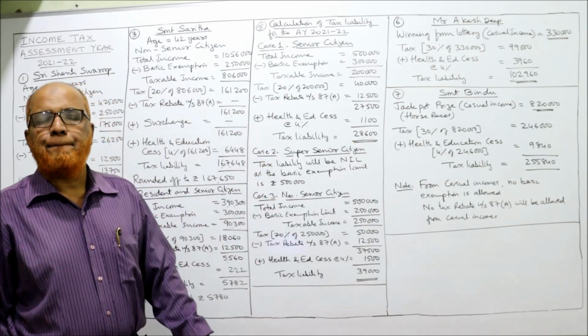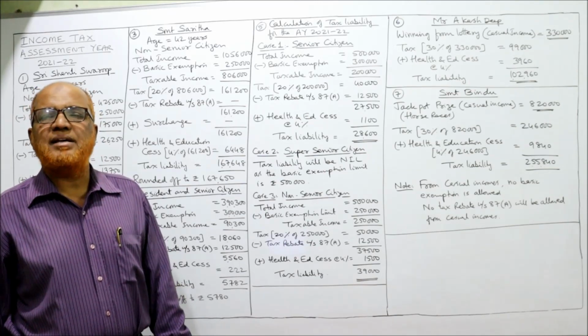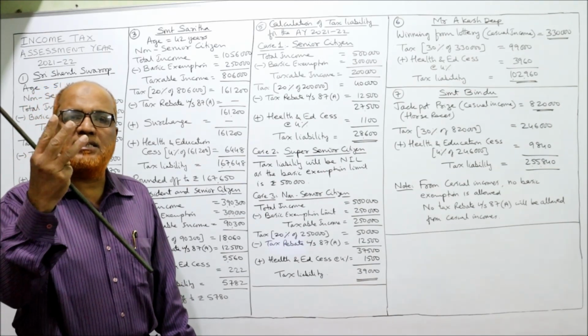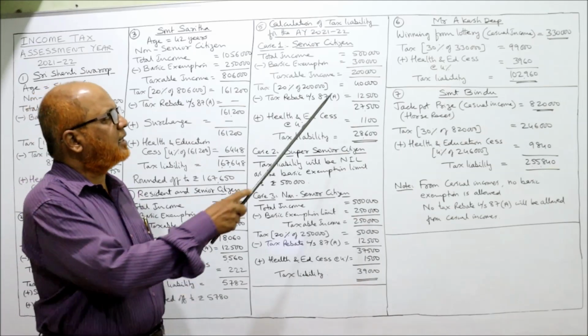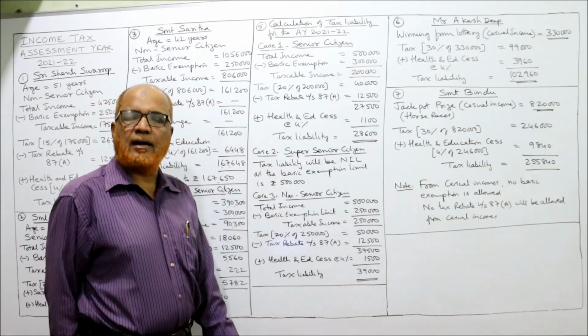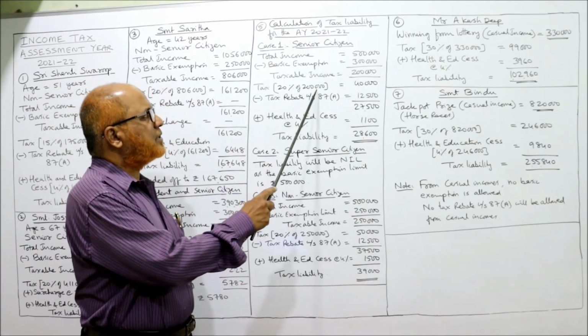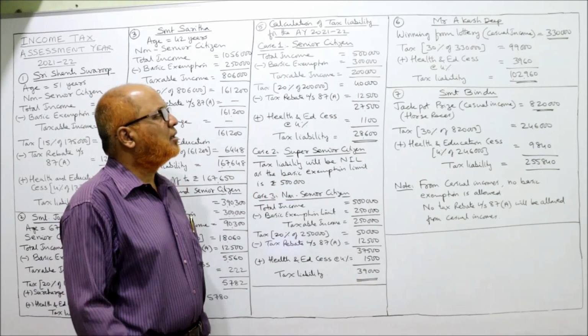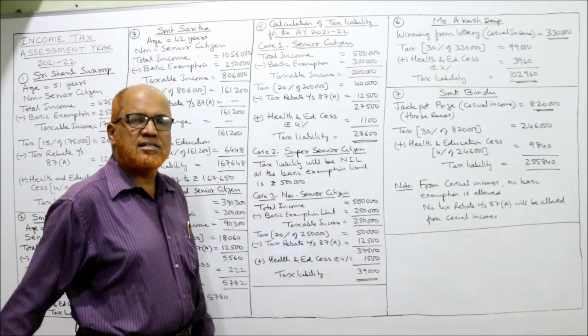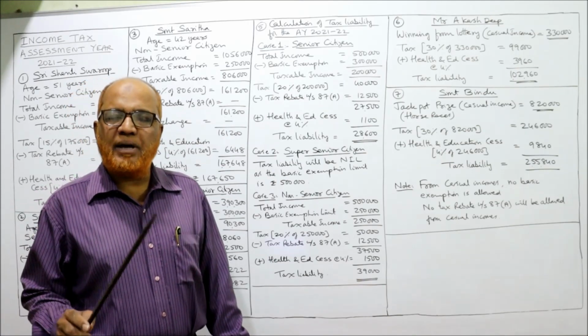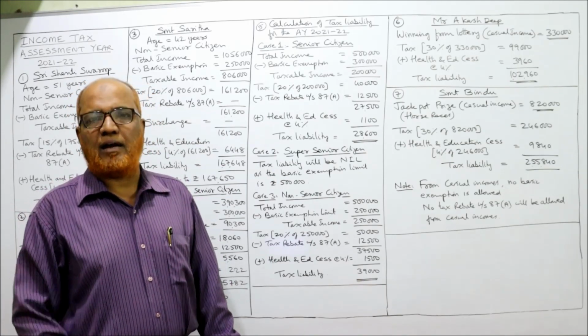5 lakh. For a senior citizen, the basic exemption limit is 3 lakhs. Deduct 3 lakh, taxable income is 2 lakh. Then tax at 20% of 2 lakh is 40,000. Then tax rebate under section 87A. The tax rebate will be allowed up to rupees 5 lakh.